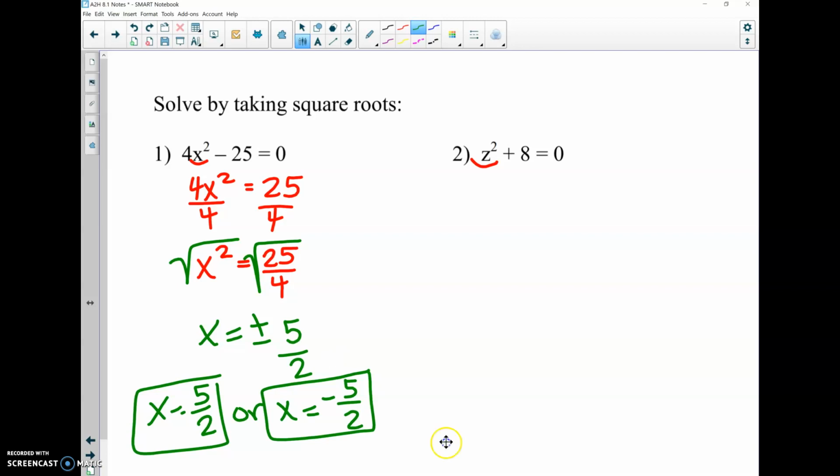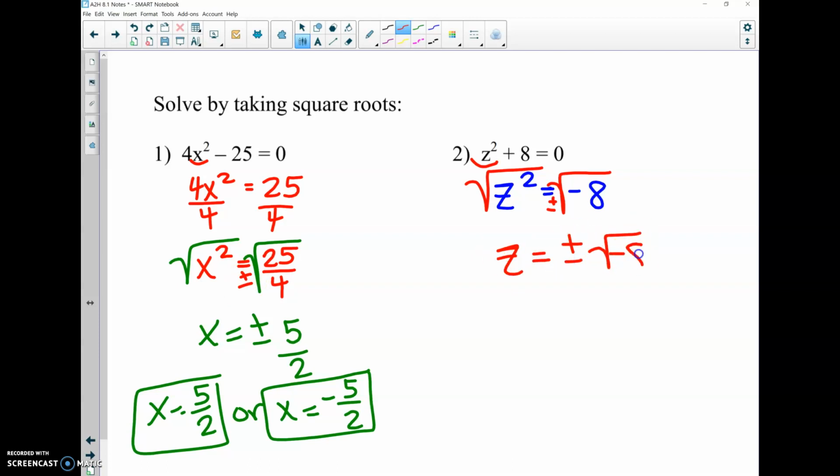Number 2, solving for z. Move the 8 to the other side. Before, we said, oh, we can't take square roots of negatives. However, now we just learned about the complex number, so we can solve this equation for z, because now we have a variable that represents the square root of negative 1. So we take the square root. Whenever you take the square root, always remember to put a plus or a minus. So I'm going to go back over here and put plus minus. So z equals the positive and negative square root of negative 8.